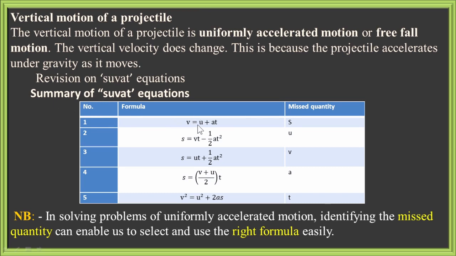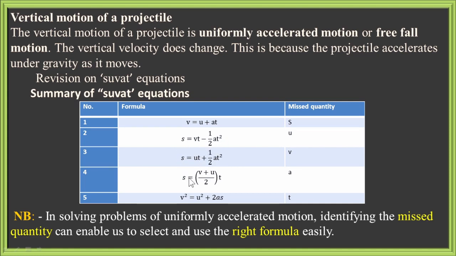The first equation is v = u + at. s is missing from the five SUVAT quantities. u is here, v is here, a and t are here. What is missing is s. The second equation is s = vt minus 1/2 at squared. u is missing. We don't find u in this equation. The third is s = ut plus 1/2 at squared. v is the missing quantity. There is no v in this equation.